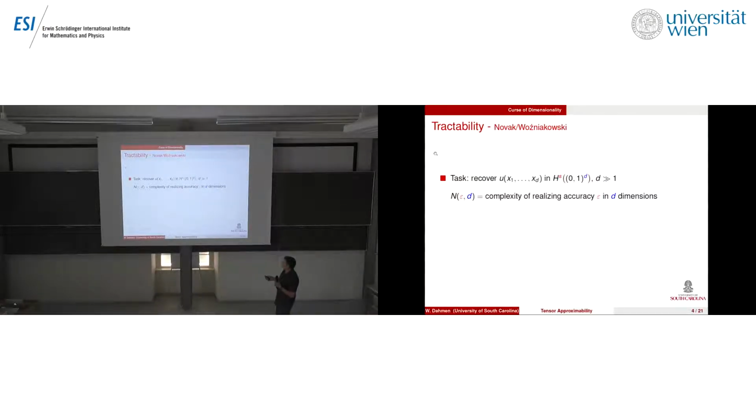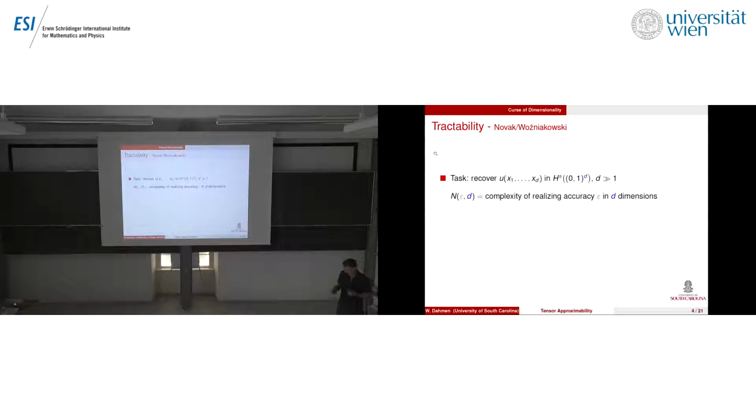And you measure this complexity in terms of two parameters, namely the target accuracy epsilon and the dimension d, which you look at as a variable. And you ask, what happens if that d changes? How is the complexity going to grow, or how is it affected by the spatial dimension? They formulated it in this work as the number of functionals you have to evaluate in order to get an approximation of accuracy epsilon.